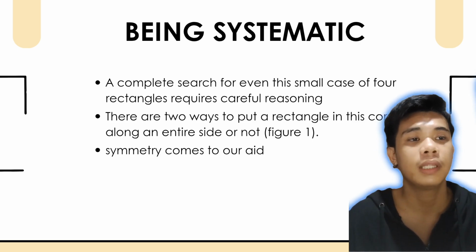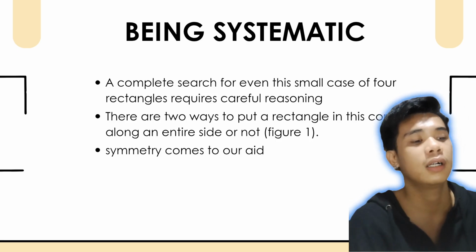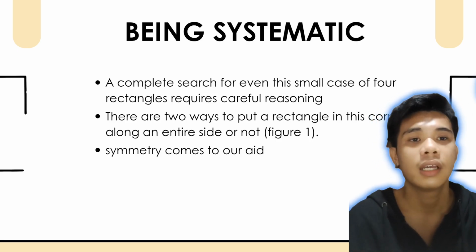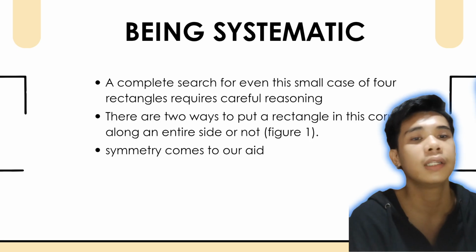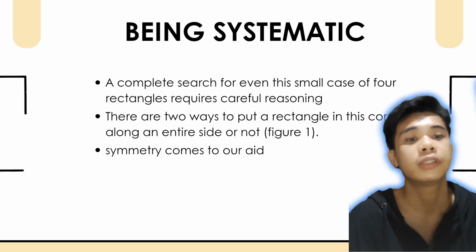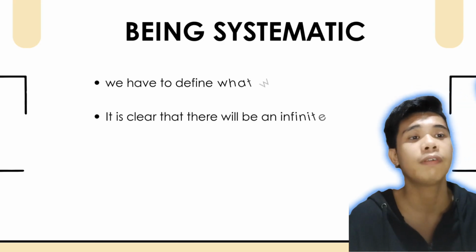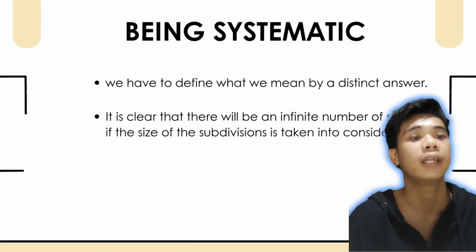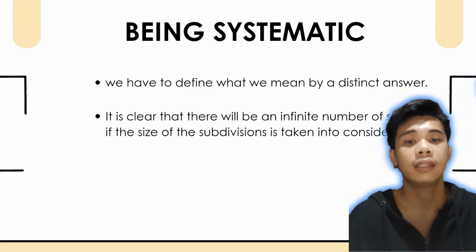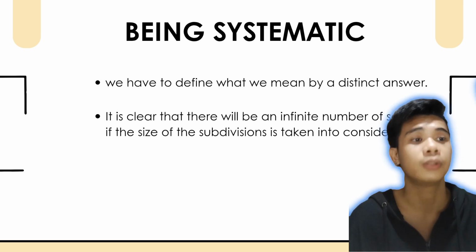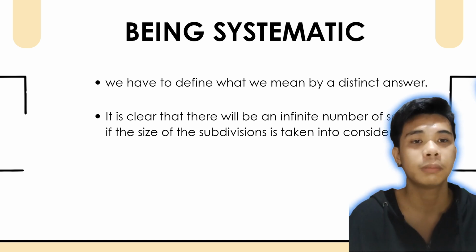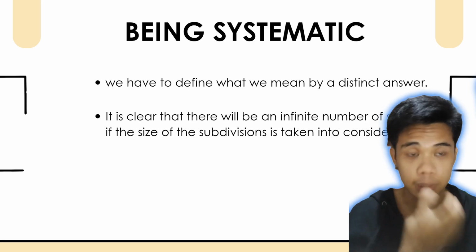I'll show you in a bit what those rectangles are. There are two ways to put a rectangle in this corner. Now, symmetry comes to our aid. We have to define what we mean by a distinct answer, and that the subdivisions has an infinite number of solutions. Now, why do we say the subdivisions has an infinite number of solutions?